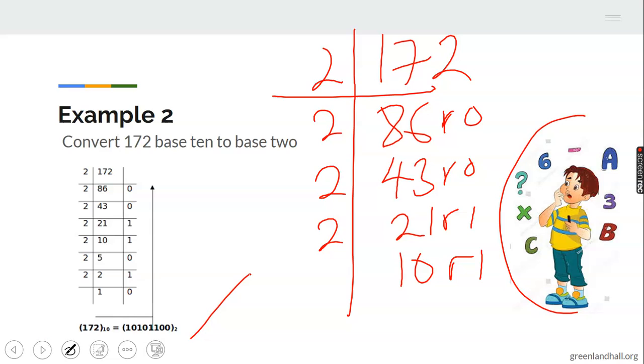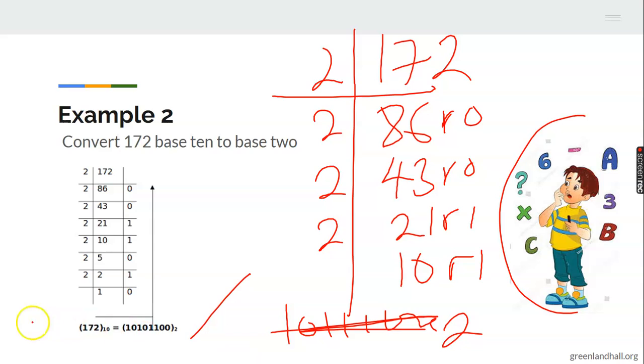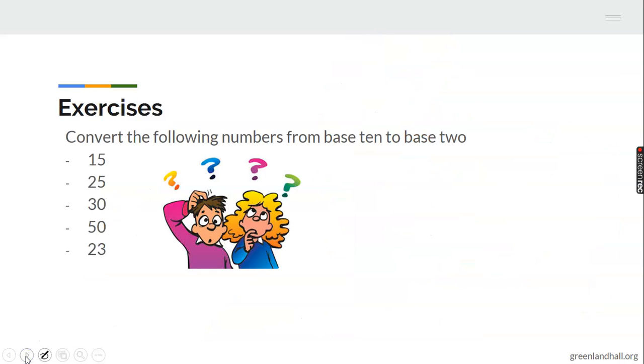Remember, binary numbers are numbers made of 1s and 0s. So when you have things like that, you know that you're talking about binary, base 2. That's interesting, and I think you should be able to do it. Now, we have to convert the following numbers from base 10 to base 2. We have 15, 25, 30, 50, and 23.